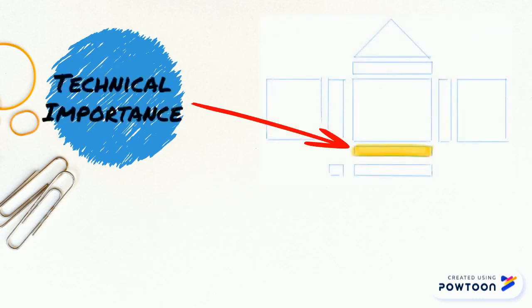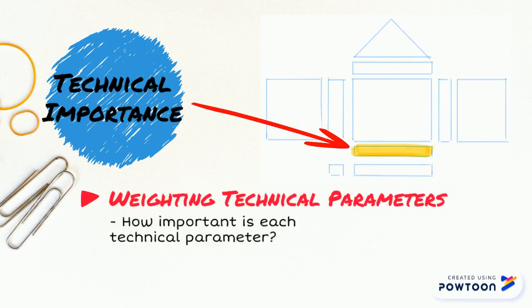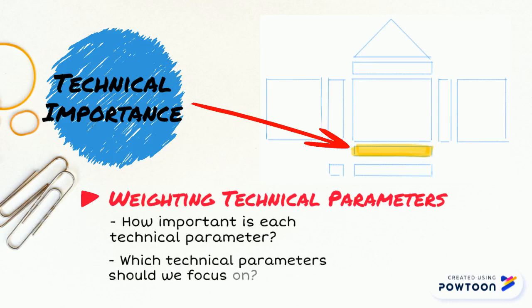Now the technical importance room. Given limited time and resources, we want to prioritize our design effort. We need to know which technical parameters are most important. Parameter weights can be determined through algebraic operations on values in the VOC importance and the relationship matrix.